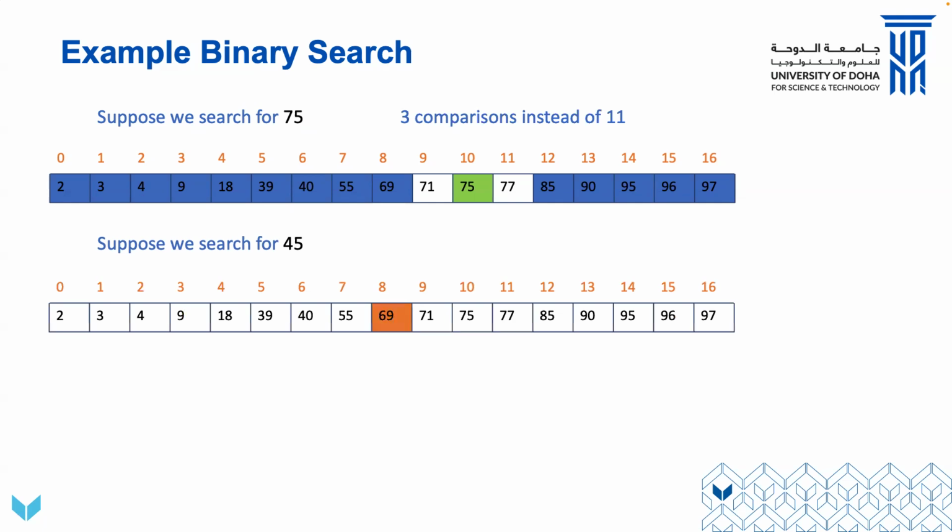You look at the 69 and you say, no, no, I'm looking for a 45. Because 45 is less than 69, I'm basically going to throw the entire right-hand part of the list out, and I'm only going to focus now on the white area. Okay, I'm going to repeat it again. What do we do? Well, we look exactly in the middle. So where's the middle?